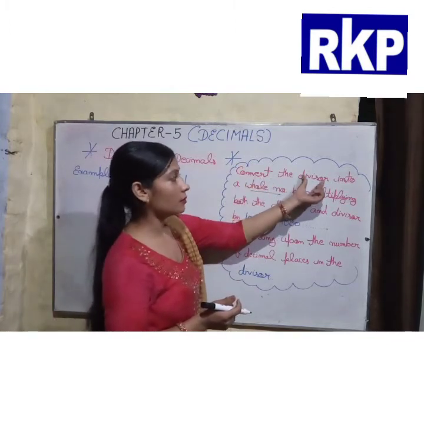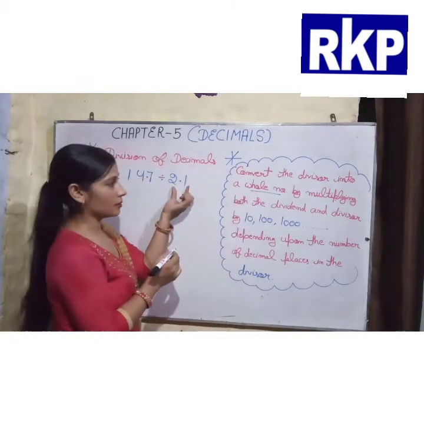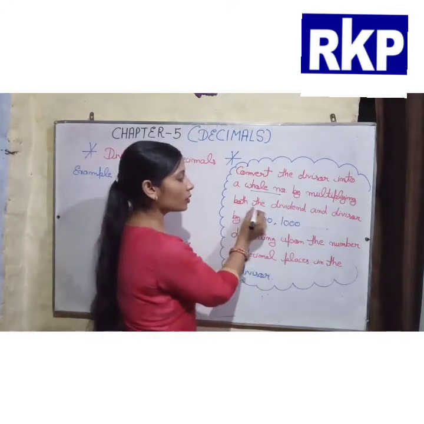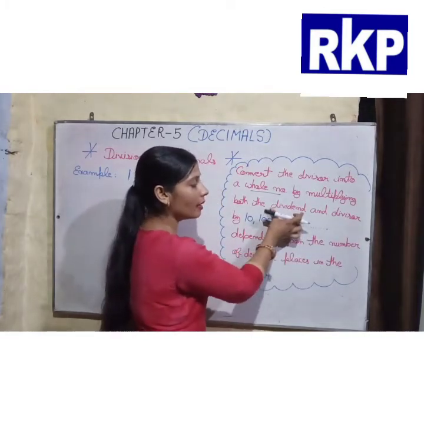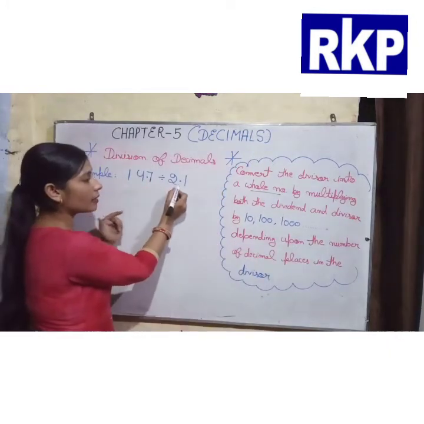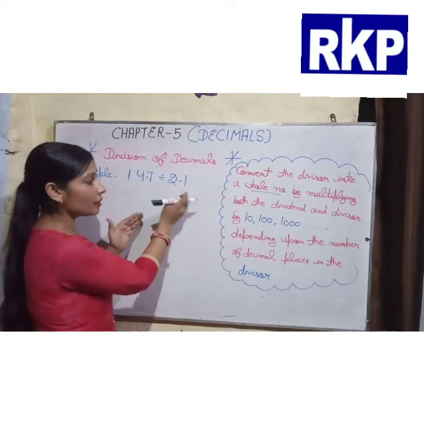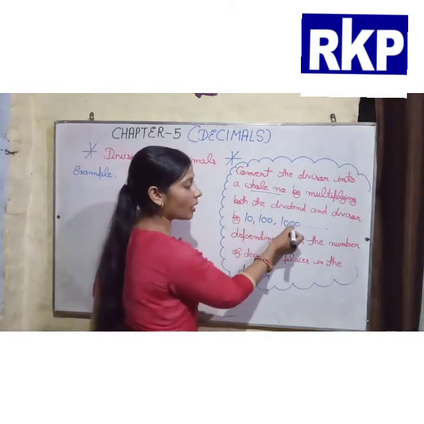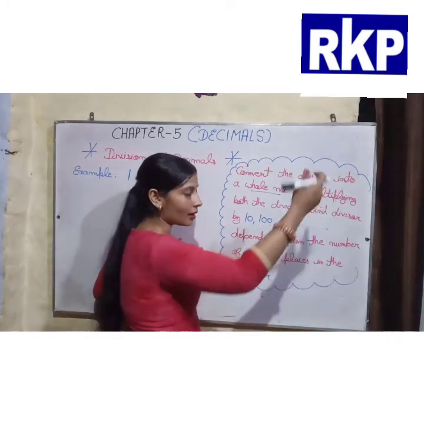Convert the divisor into a whole number. First of all, we have to convert the divisor into a whole number. कैसे बेटा? By multiplying both the dividend and divisor. डिविडेंड को भी मल्टीप्लाई करना है और डिवाइजर को भी करना है. ओके, यह हमारे पास डिविडेंड और यह डिवाइजर है. सो वी हैव टू मल्टीप्लाई डिविडेंड एंड डिवाइजर. दोनों को मल्टीप्लाई करना है. किससे? बाय 10, 100, 1000 एंड सो ऑन. 10 से, 100 से, 1000 से या फिर आगे किसी से भी.